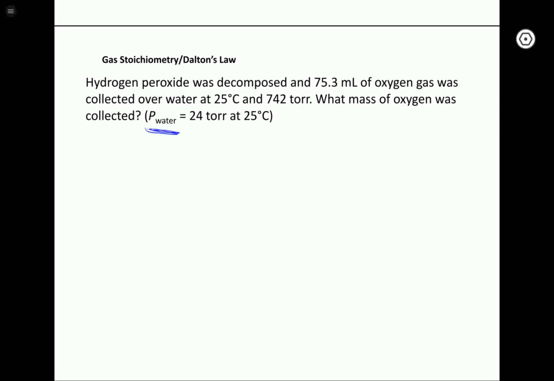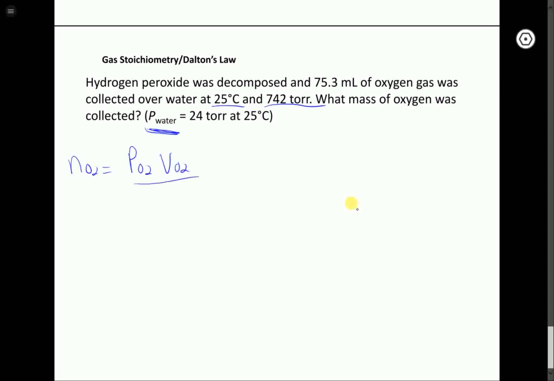So we're decomposing hydrogen peroxide, and we're collecting 75.3 milliliters of oxygen at 25 degrees Celsius and 742 torr. What mass of oxygen was collected? So in this problem, we're again looking first for the moles of O2 that we form, which is going to be the pressure of O2 times the volume of O2 over RT.